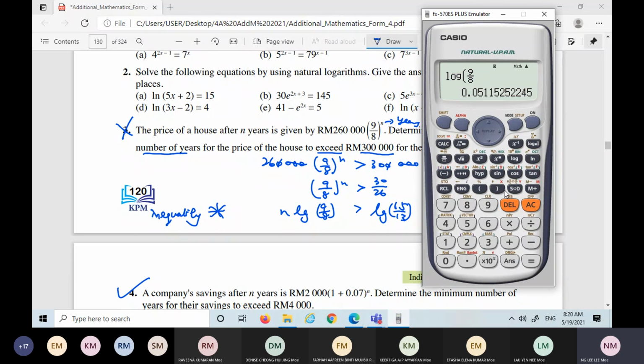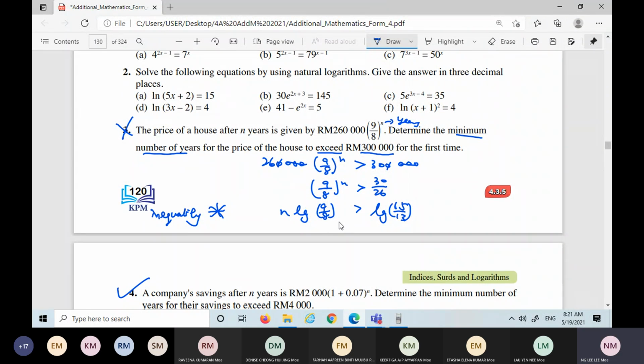Is it correct? I'm still not sure. One more time. I want to cross bracket. Correct. So this is positive. If positive, when you move to the other side it doesn't matter, so no need to change the sign of the inequality. So 15 over, divide by log 9 over 8. Then I find the answer.